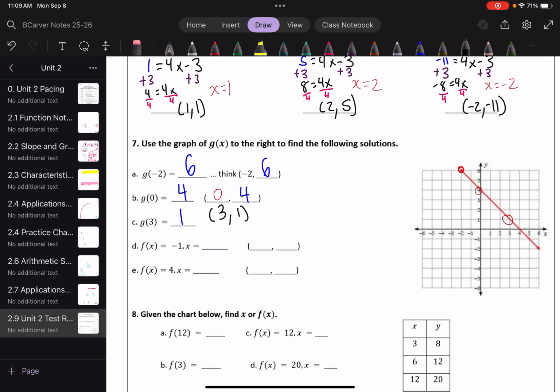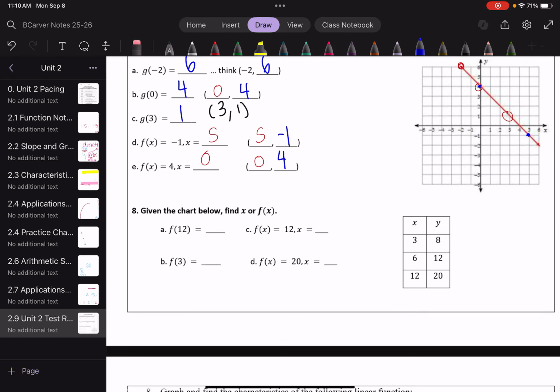Then it says the function x is equal to negative 1. So we're trying to find when y equals negative 1, what does x equal? And that's going to give us 5. So therefore, my ordered pair is 5 comma negative 1. And then it says my function x is equal to 4. So when my y value is equal to 4, my x value is equal to 0. So x is going to be equal to 0, and I'm going to have the ordered pair 0, 4.